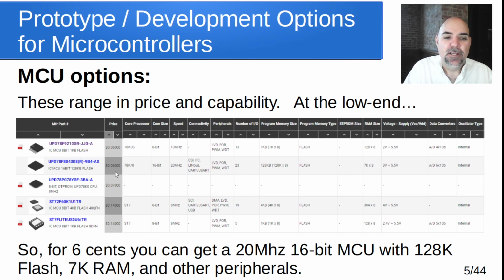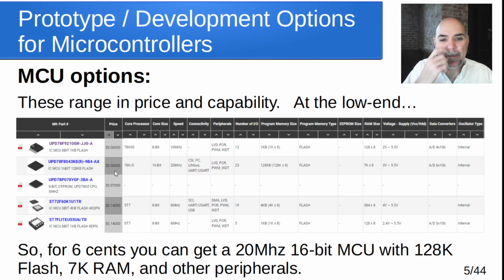And if we go up to this other one that's 6 cents, here's one that runs at 20 million operations per second. It's a 16-bit architecture. It has UARTs in it. It has I2C. It has this LIN bus thing in here. And notice that it's got 128K of program memory, 7K of RAM instead of 128 bytes. And notice it also has an internal oscillator. It's got 6 A to D converter units, and it has 22 general purpose I/Os. 6 cents, that's a lot of stuff you can get done with a product like that.